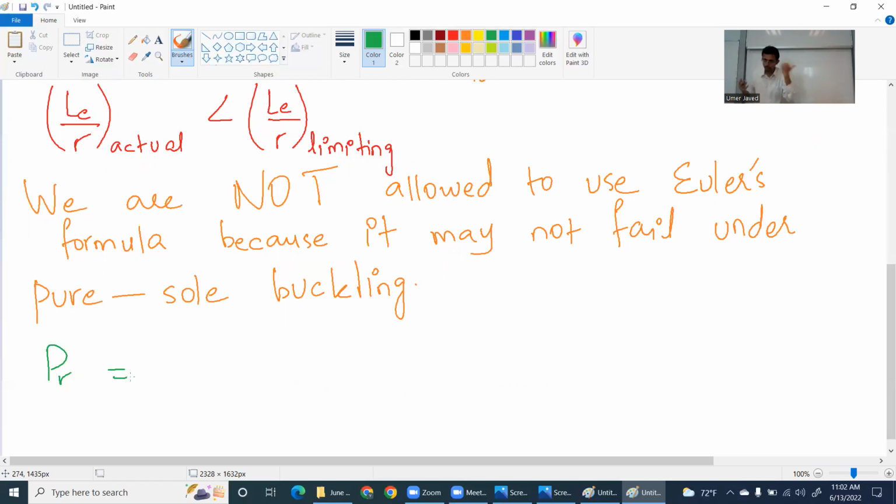Again, if you haven't attended the last class, it's pretty much impossible to understand from here, because I did explain all of this. So now I will say, let's say it will fail under buckling plus yielding. So I will just write the formula again. I'm not going to get into derivations. Isn't that the case when the actual ratio is close to the limiting ratio? Good question. Your comment is correct.